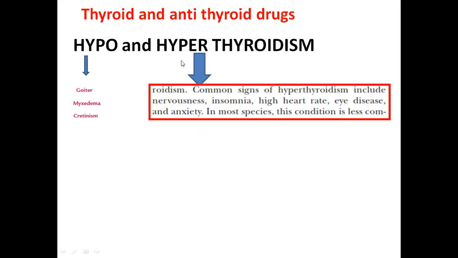If the thyroid hormone secretion, thyroxine secretion, is more, then we get hyperthyroidism, and that leads to nervousness, insomnia, high heart rate, eye disease, and anxiety.